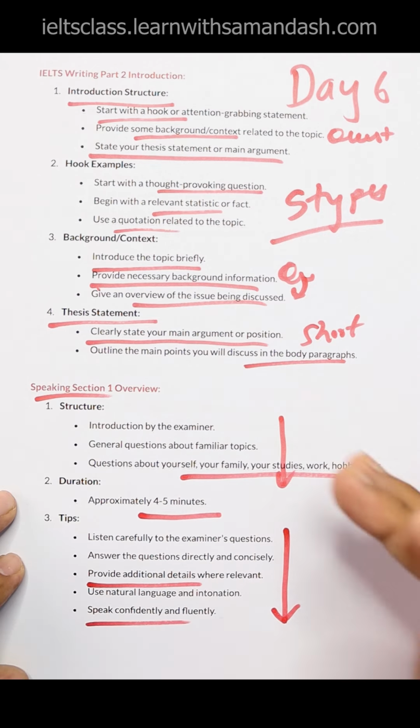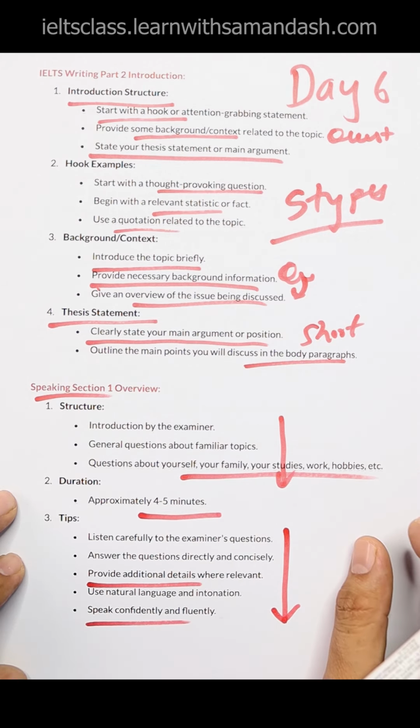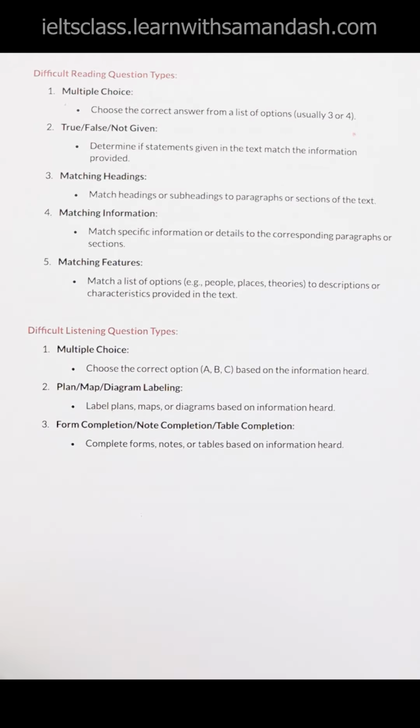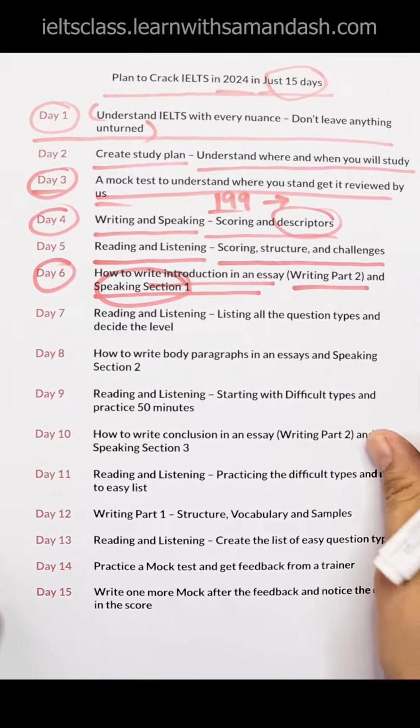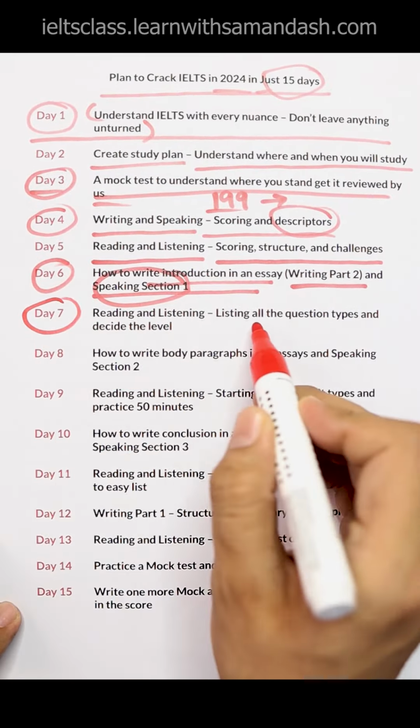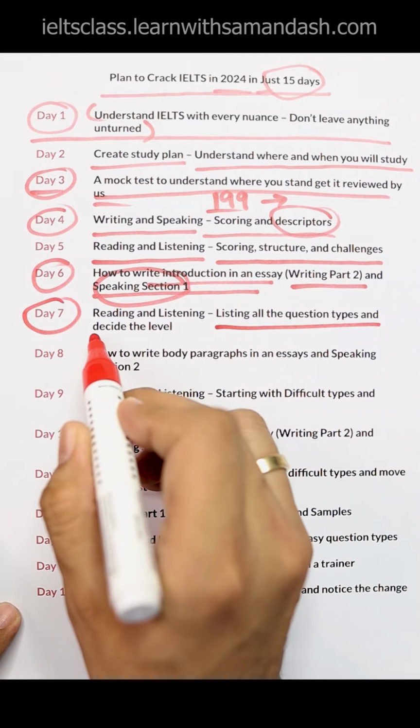No, we have to be more cautious about that. So this is the overview of speaking, right? They are difficult. Now let's go to day 7. This was our day 6. Day 7 has something called reading and listening, listing all the question types and decide the level.